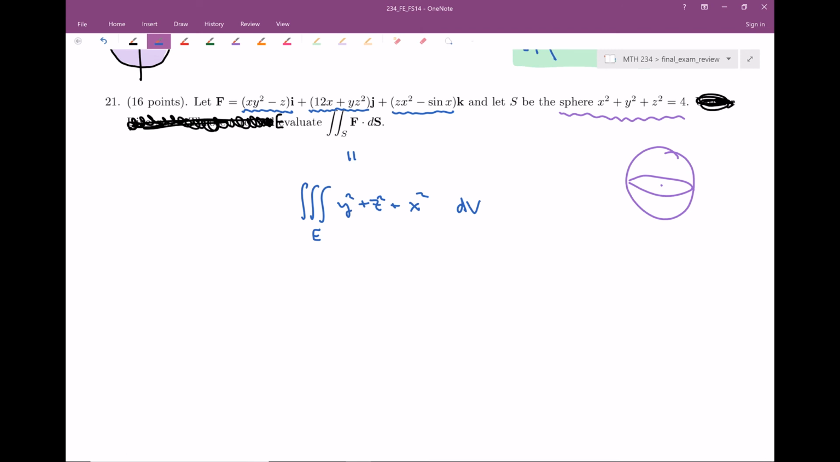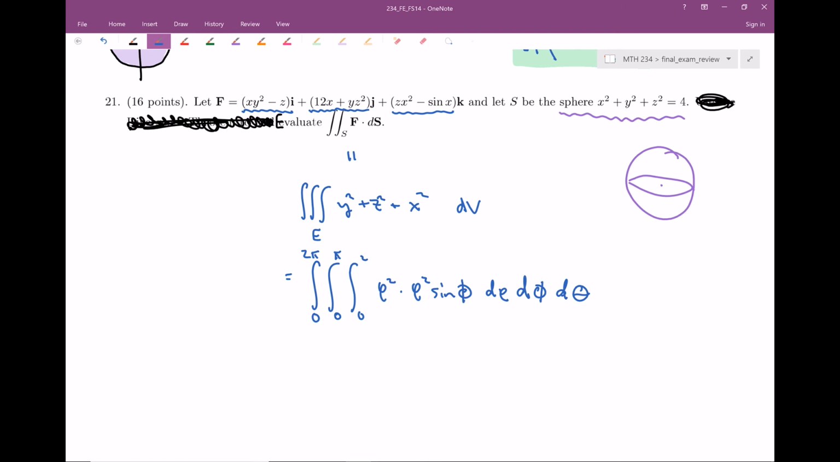This is nice. We could rearrange this and get x squared plus y squared plus z squared. We're integrating over the sphere and its interior, a three-dimensional region, so I'm going to choose spherical integration. This is the same thing as rho squared, times rho squared sine phi d rho d phi d theta. Let's look at the bounds. Rho is from 0 to 2, phi is from 0 to pi, and theta is from 0 to 2 pi, because this goes all the way around the sphere. This is the most classic setup for spherical integration.